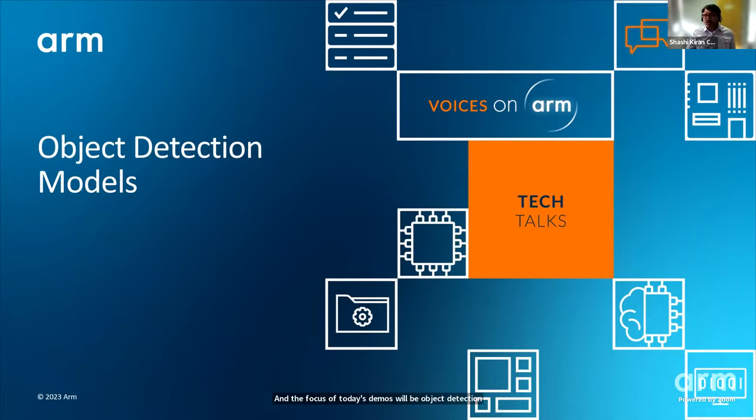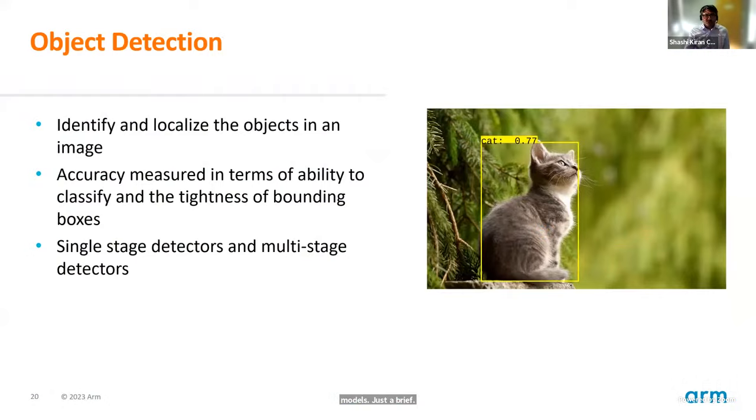Just a brief overview of what the models are. The object detection models help you to identify as well as localize the objects in an image. So typically in machine learning models, you have classification, detection, and segmentation. Classification tells you what is the main focus of the image. Detection tells you not only what objects are there in the image, but where they are. And their accuracy is measured in terms of their ability to classify and how tight the bounding box is across the object. And in this object detection, there are single stage and multi-stage detectors.